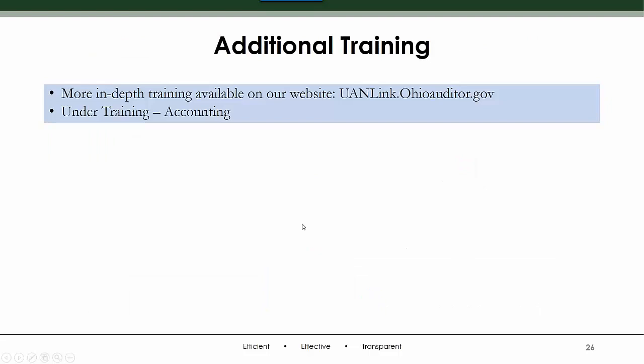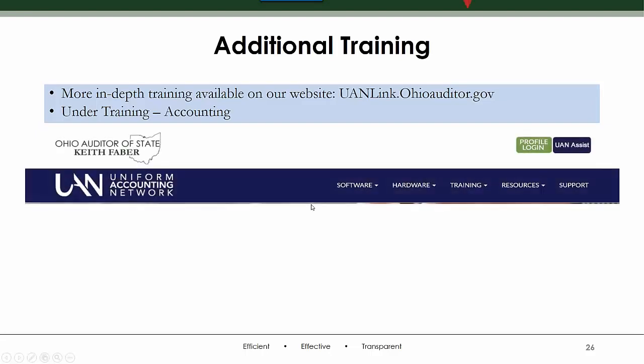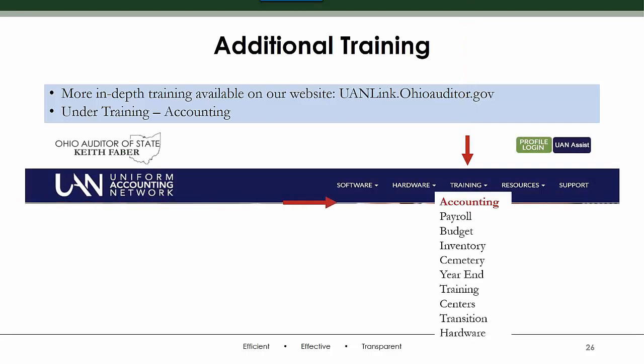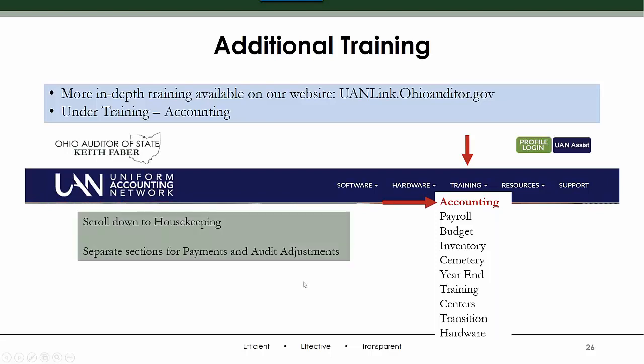So if you want more information, because now I'm going to get 100 questions, how do I void a prior year warrant, or how do I post audit adjustments? We do have additional training online under training and accounting. So again, you go to training, and then choose accounting, and then you scroll down to the housekeeping section. Under housekeeping, there is a section for payments, and in that payment section, how to void a prior year. And then if you scroll down even further, there's a video that covers audit adjustments in depth, and it takes it from the beginning.